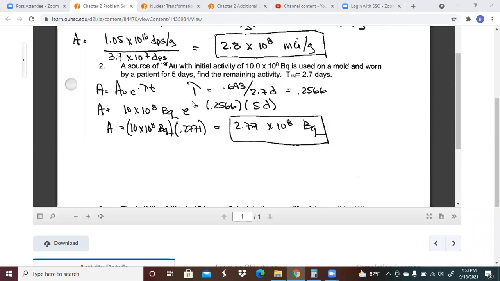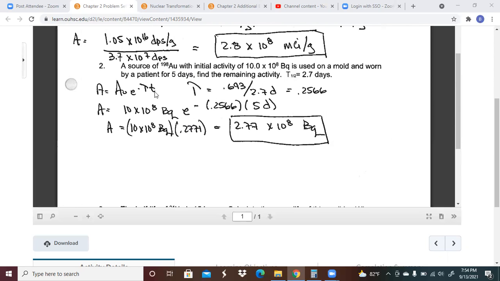Part 2, we've got a source of gold 198 with the initial activity of 10 times 10 to the 8th becquerels, and that's used on a mold and worn by a patient for 5 days, and find the remaining activity. So we know the half-life of this gold 198 happens to be 2.7 days. We determine lambda from this. We know what lambda is.